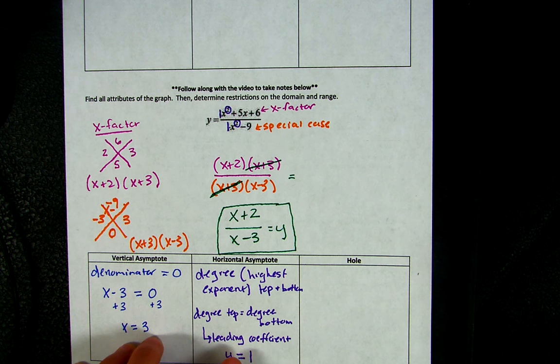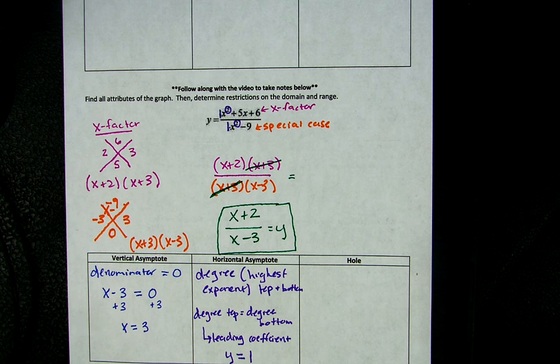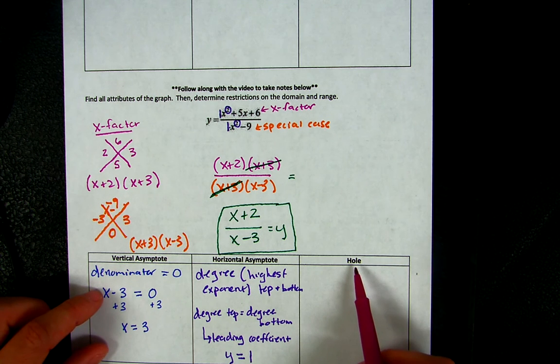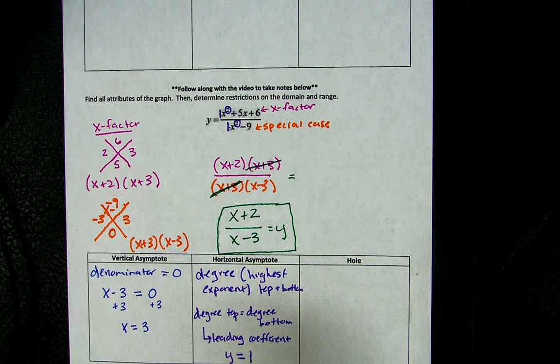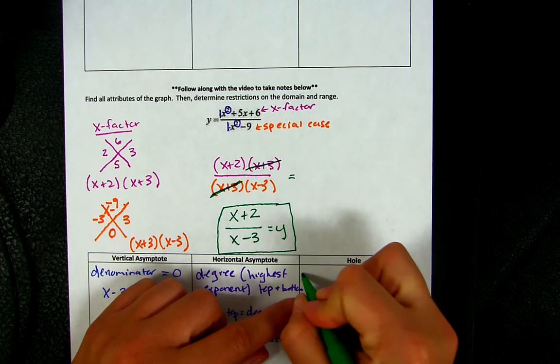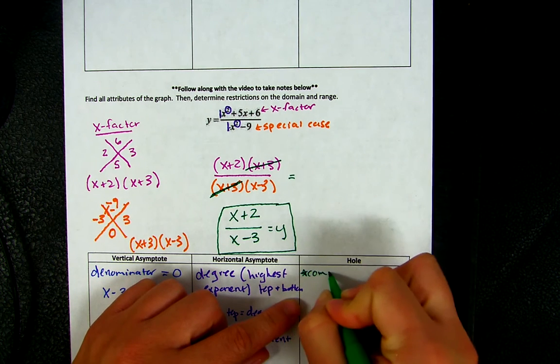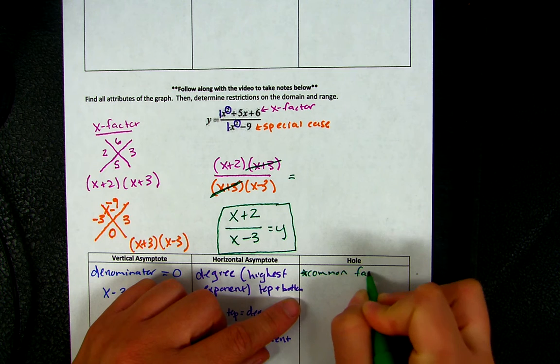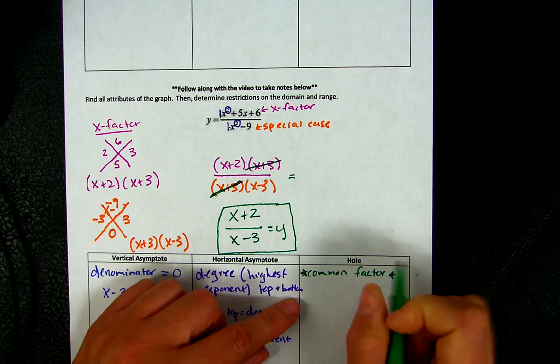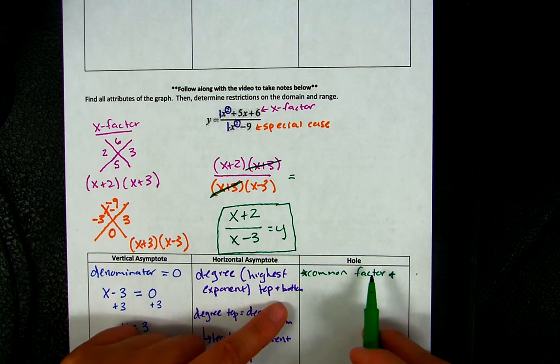So that is another value in which our function is undefined. So the last one that we are going to look at is when we have what's called a hole in the graph. Now the hole comes from a common factor, or something that we canceled out in the top and the bottom. So you only have a hole in the graph if you have a common factor that cancels out in the top and the bottom.